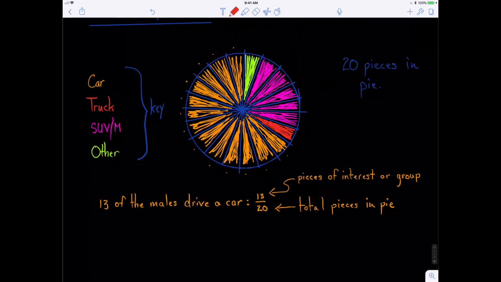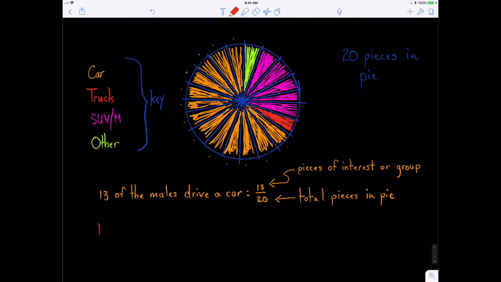Notice that if I look at trucks, I could say that one, and I'll be even more clear this time, one of the 20 males drives a truck. And we can write this as 1 over 20. You probably know or have seen these, but the review is always in good order. When you write a number over a number, we call this a fraction.